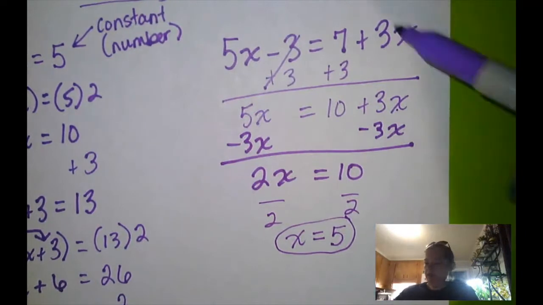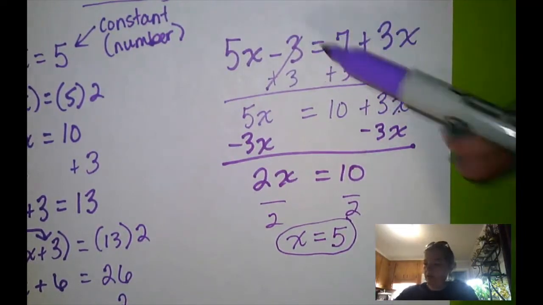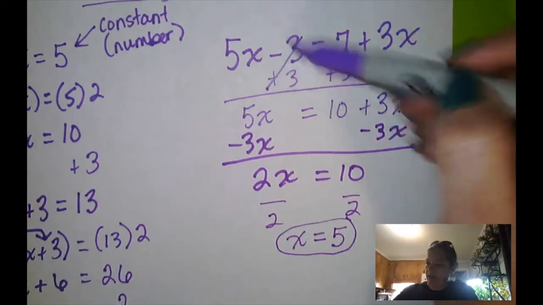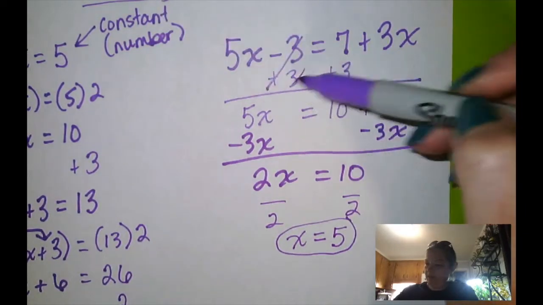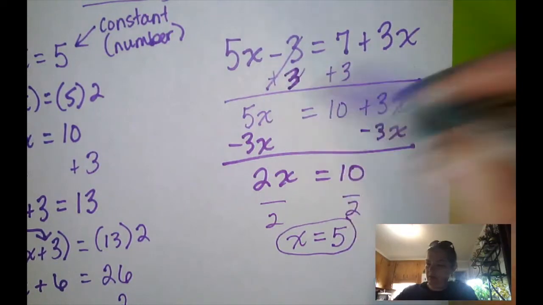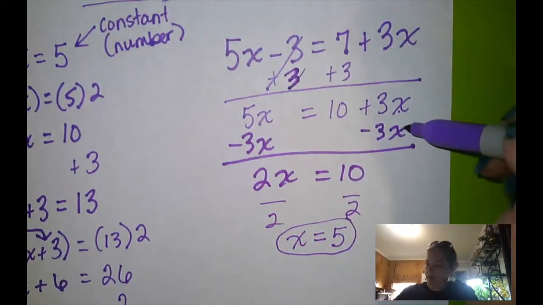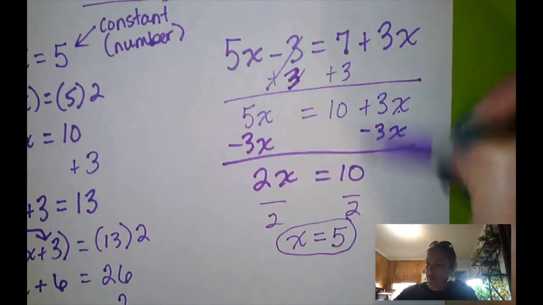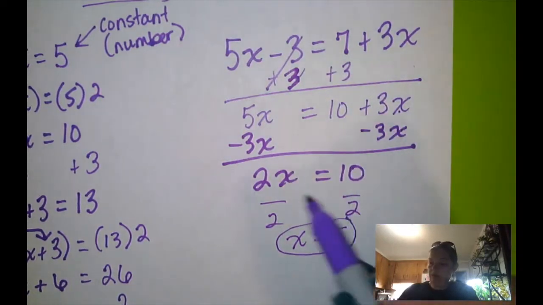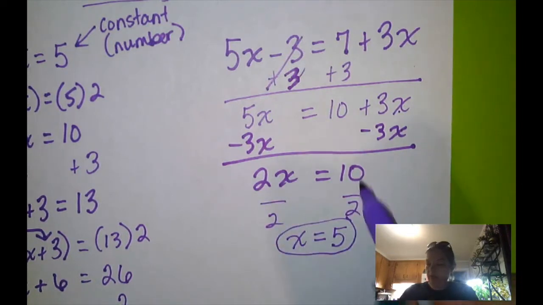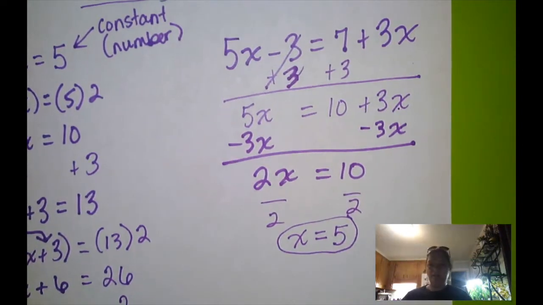So basically, you guys see through this that we eliminated the constant from this side, and we were just left with the variable. And then on this side, we eliminated the variable, so we were left with just the constant. And then from there, we were able to see that 2 groups of x equals 10 was actually x equal to 5.